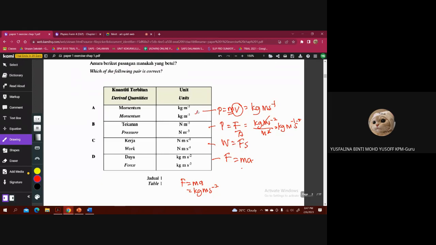Right? So this one is also wrong. Okay, work. Work is F times s, where s is the displacement. Force we already know is kg m s^-2, and displacement is m, so the unit is kg m^2 s^-2. If you see kg m^2 s^-2, your m is only 1, correct? Your s is negative 1 here, but it should be s negative 2. So this one is also wrong.